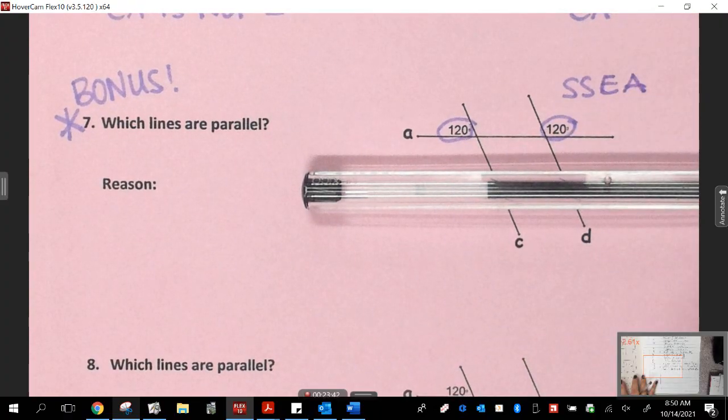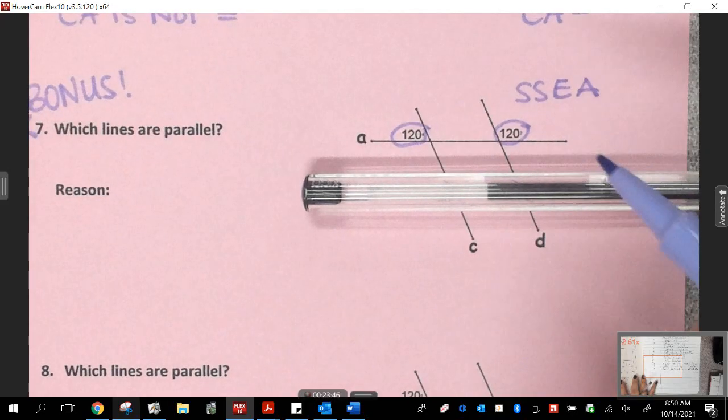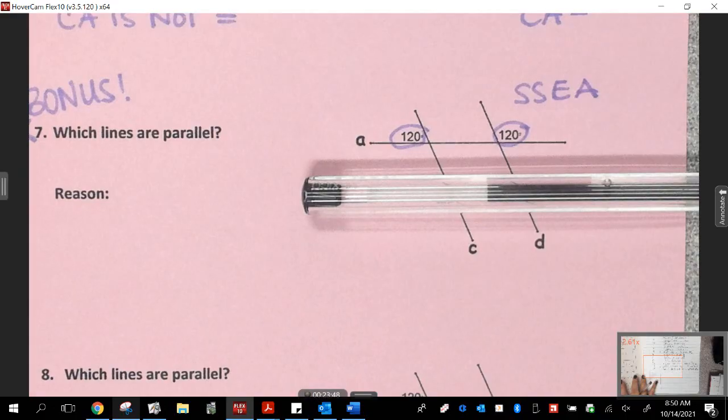Exterior. SSEA. Is it congruent? Hey, hold on. I'm talking, boys. I need y'all to not talk while I talk because other people are trying to learn. If you get it, great. There are other people in this class that don't get it.